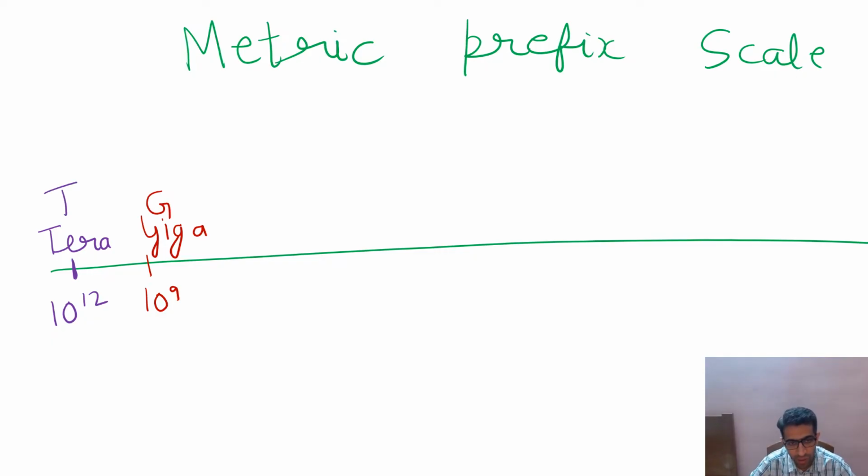Now we come further down the line. We come to 10 to the power of 6. It becomes mega. Mega means M. And 10 to the power of 3 becomes kilo. Clear so far?